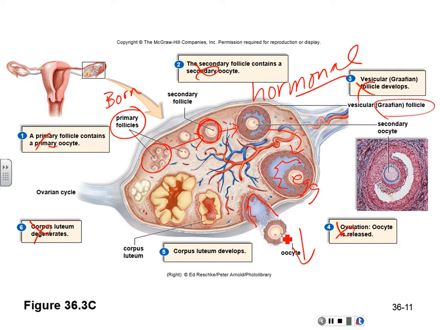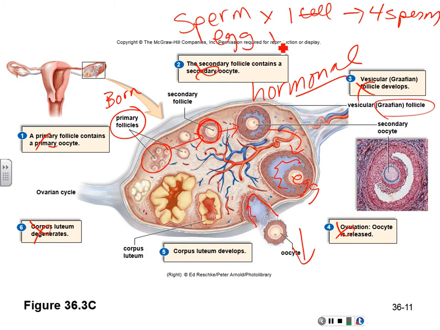So one of the things you should have noticed is how many sperm did we create? From one cell, we had 4 sperm. In the egg, we have 1 cell, and how many eggs do we get out? 1 egg.